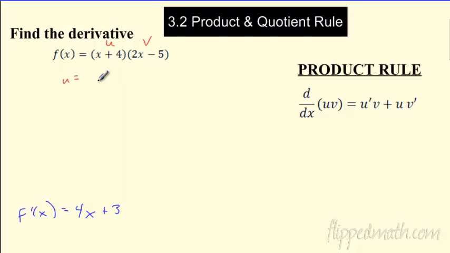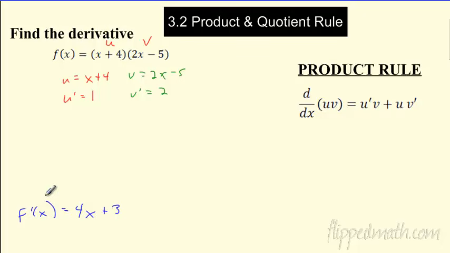So u, if you want to write it all out, u is x plus 4. What's the derivative of u? Well, it's just 1, isn't it? The derivative of that. And then I'll use a different color here. v is 2x minus 5. What's the derivative of v? It's just plain old 2.